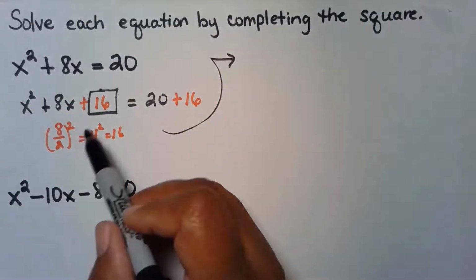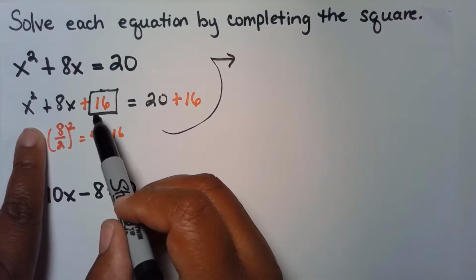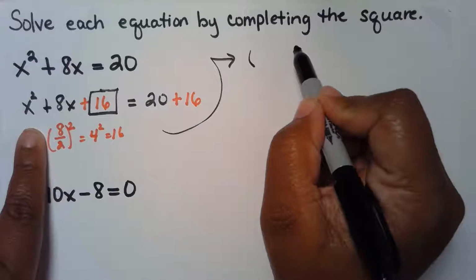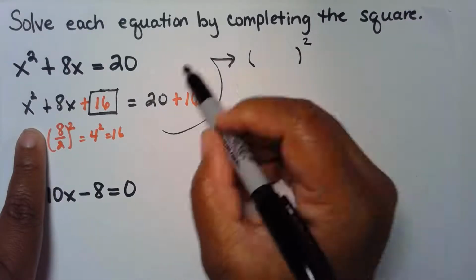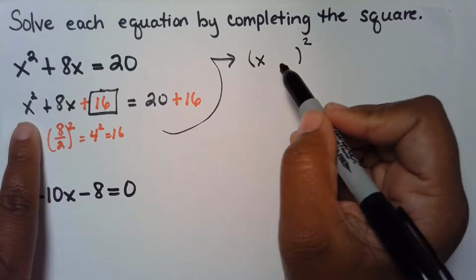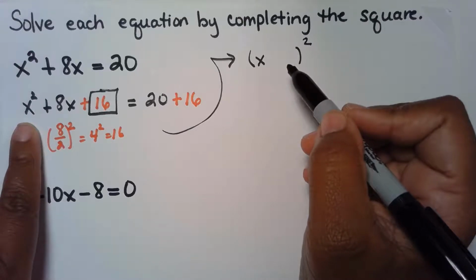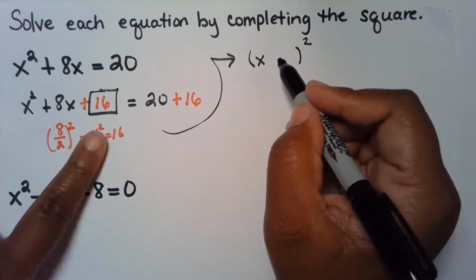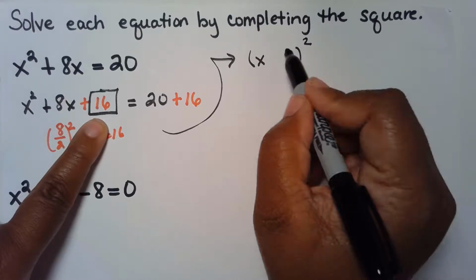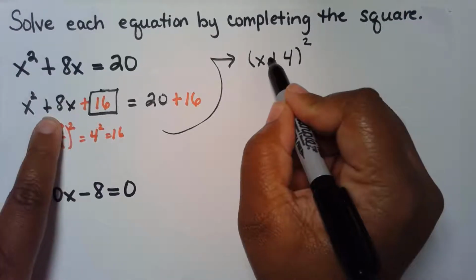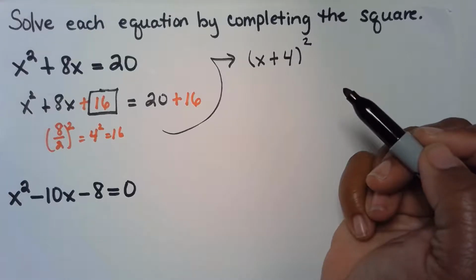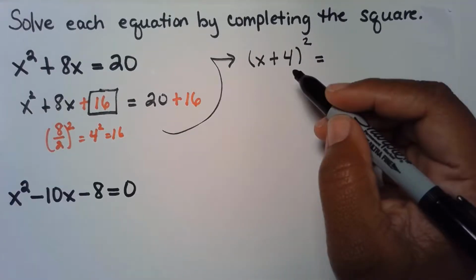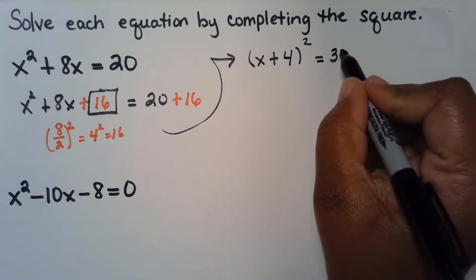So now, on the left hand side, we have a trinomial that's a perfect square, and we're going to write it as a binomial squared. So we have x, look at the first term, what identical factors would make this x squared is x. And then what about 16? We will say 4, and we're going to use the plus sign. Equals, add 20 and 16, we have 36.